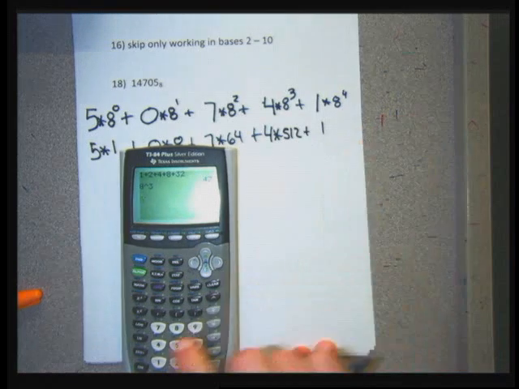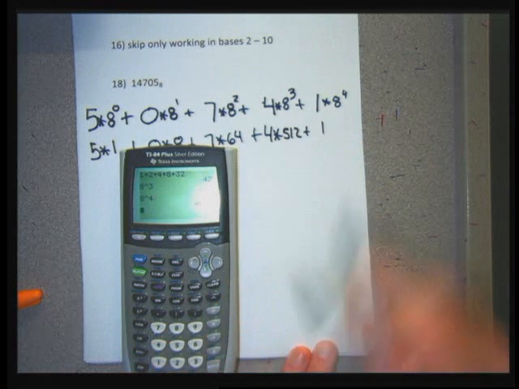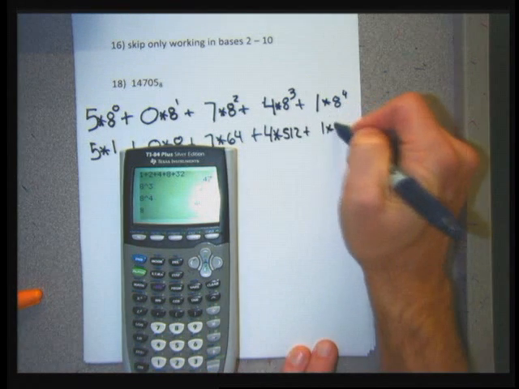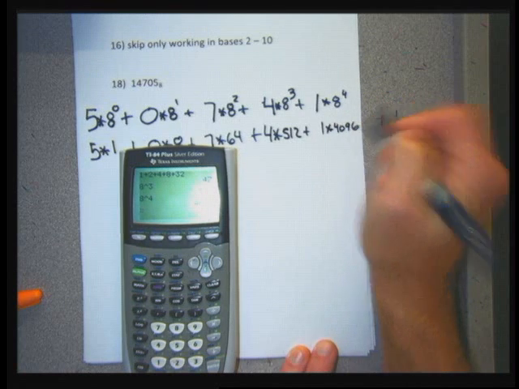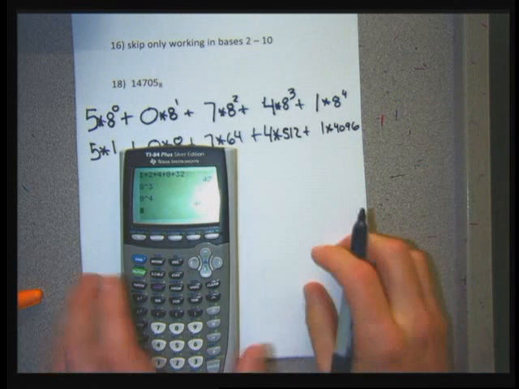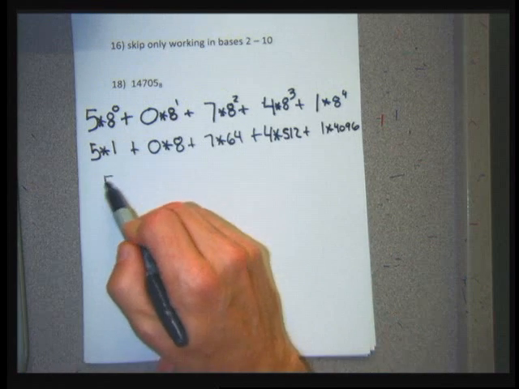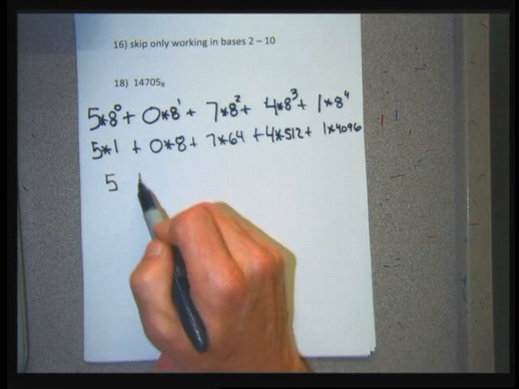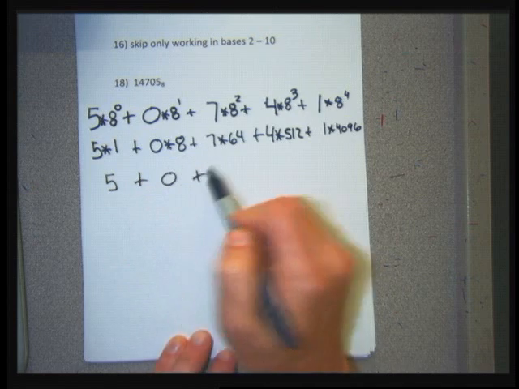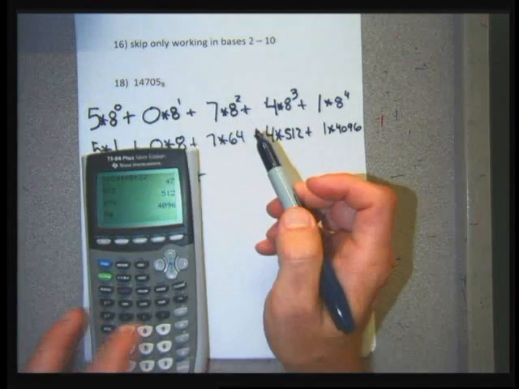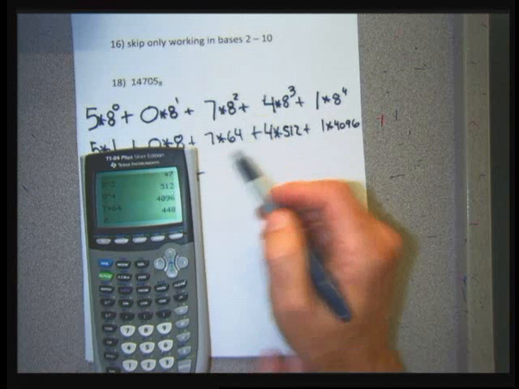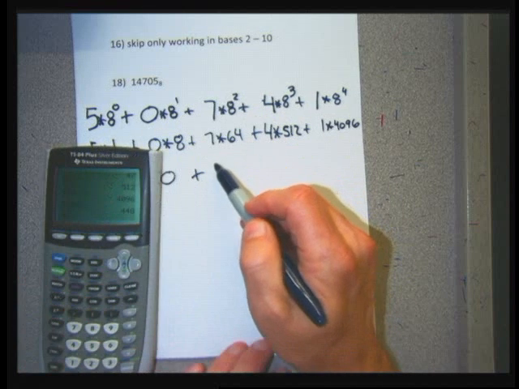And similarly, 8 to the 4th isn't a power that I know so well. When I do 8 to the 4th on my calculator, I get 4,096. So I got the problem set up. Then I got rid of the exponents. Now I'm going to do the multiplication. 5 times 1 is 5. 0 times 8 is 0. And then 7 times 64 isn't something I could do in my head so quickly, so I broke my calculator out and got 448.